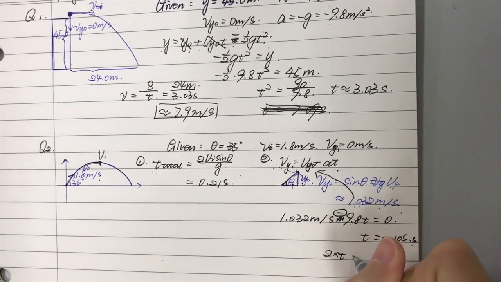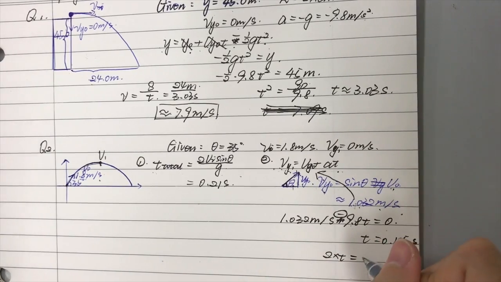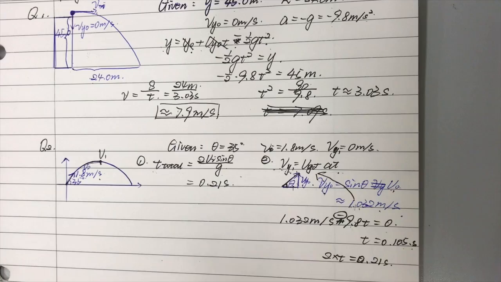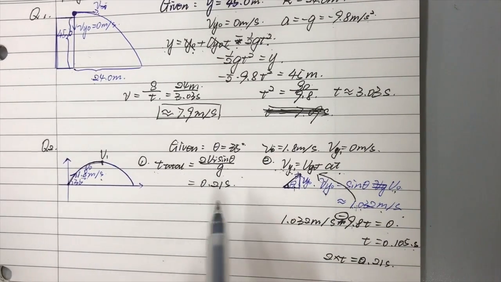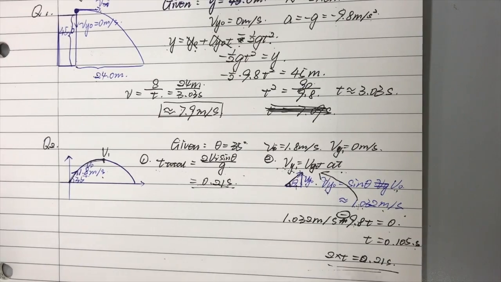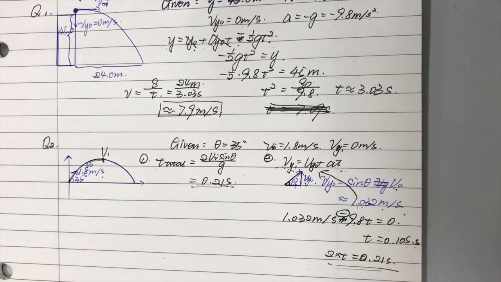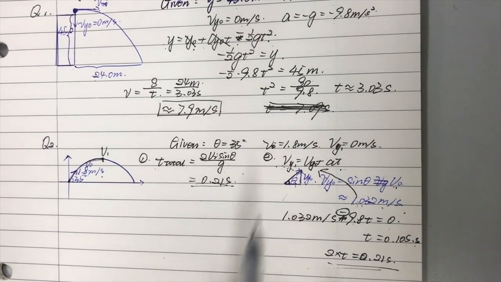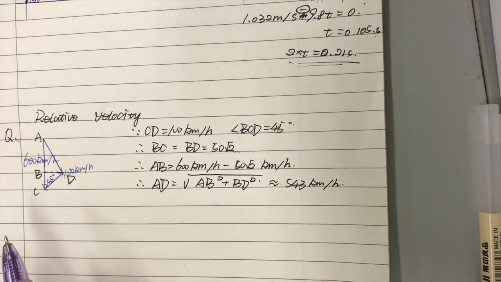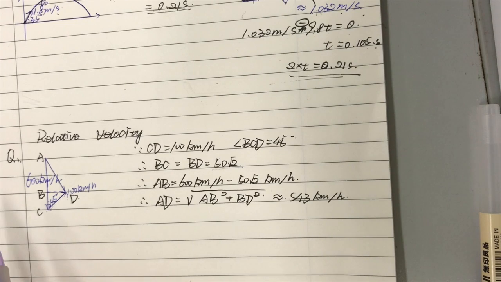But it's just half of the time, so we double it: 2 times t equals 0.21 seconds. You can see the two times are almost the same. No, it's exactly the same, which means both solutions are correct. So let's move on to the relative velocity.